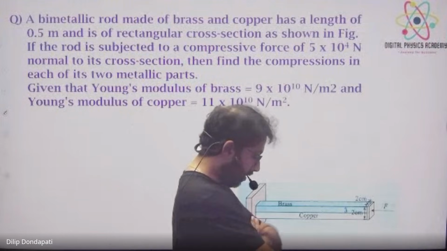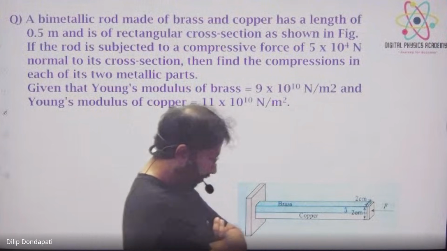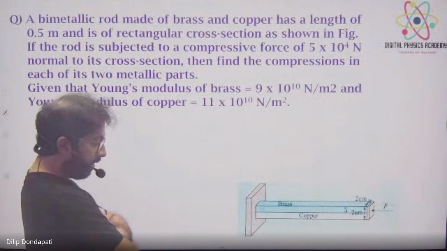So will you get copper as 2.2 into 10 power minus 4? Copper is 1.136 into 10 power minus 3. FL by A delta L, right?